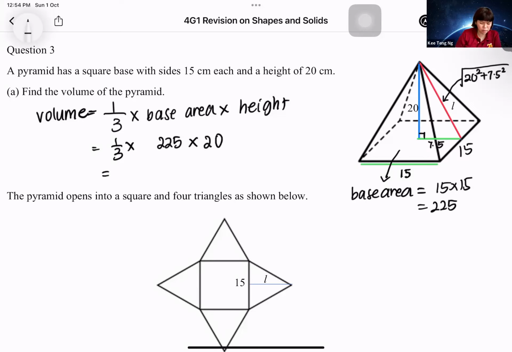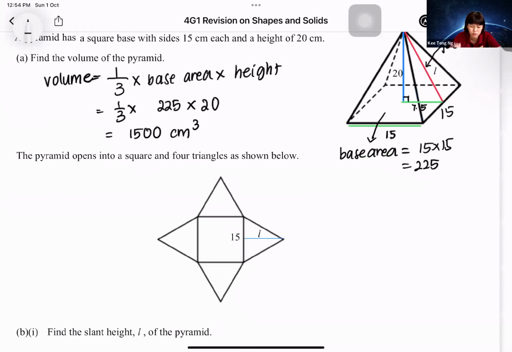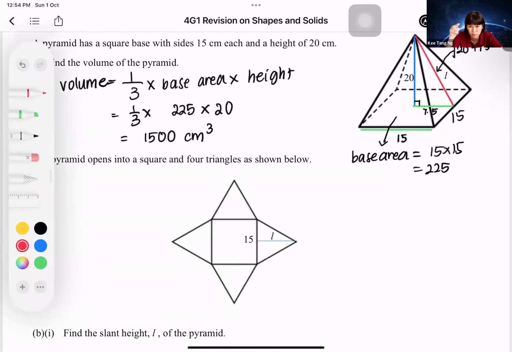If the number is not exact, I don't mind leaving it as a fraction. But if the answer is exact, then it'll be good. If not, then you should leave it in fraction. In this case, the answer is exact. So 1,500 cm cubed. Okay. Now this pyramid opens up. So you have the triangles. You open up. How many triangles would there be? There will be 4 triangles of the same shape. So in this case, you'll notice that the slant height over here, when it opens up, becomes the length over here, the slant height. Okay, so find the slant height of the pyramid.